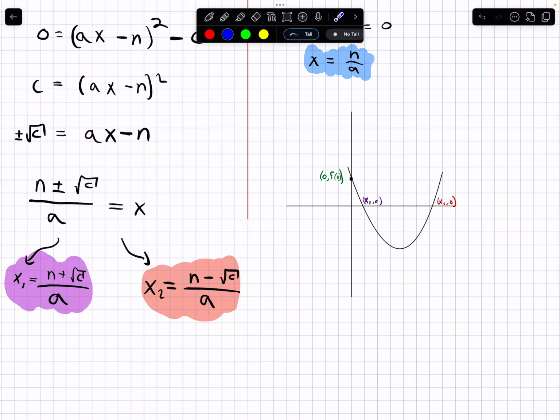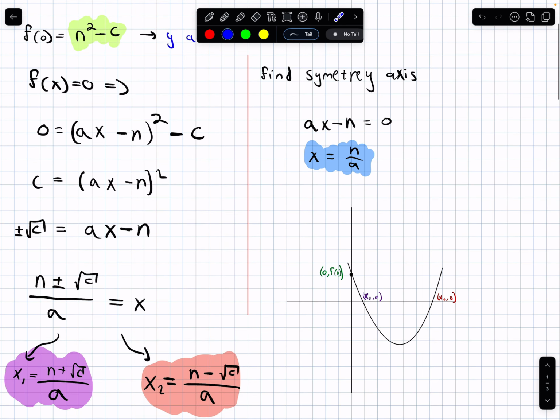Okay, and now we have two answers, x1 and x2, and I just added the simple drawing. So for each equation we can just plug this into this equation, and it's easy peasy.